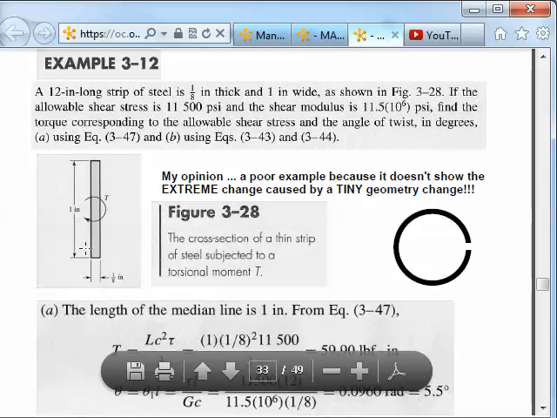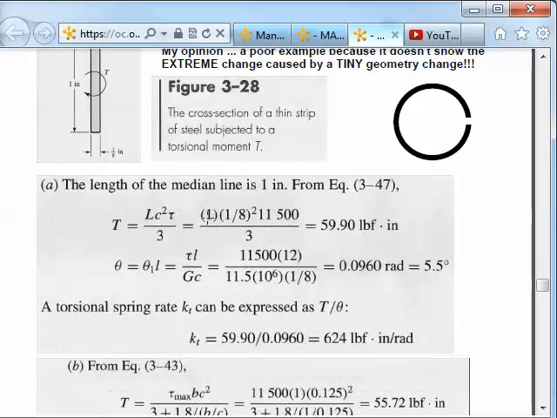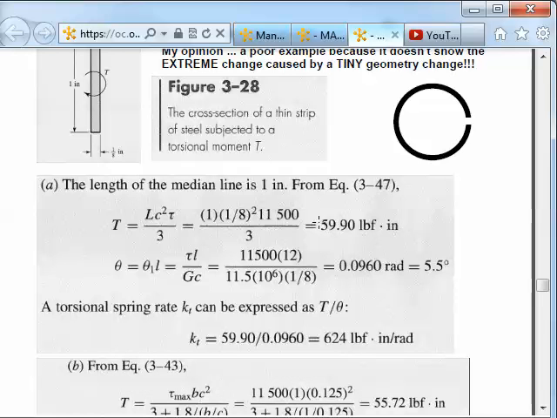And so for this one, the length of that median line is the overall height of this part right here of 1 inch. And the thickness is 1/8, and that's called C. Okay, so the length, 1, thickness 1/8, and that's squared. The allowable shear stress, 11,500 divided by 3, would be 59.9 inch-pounds force of torque that can be carried to bring our stress up to 11,500.